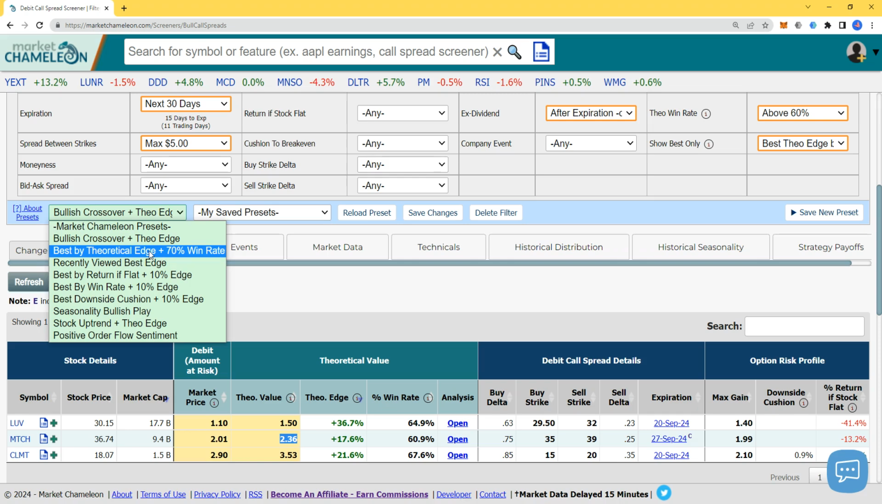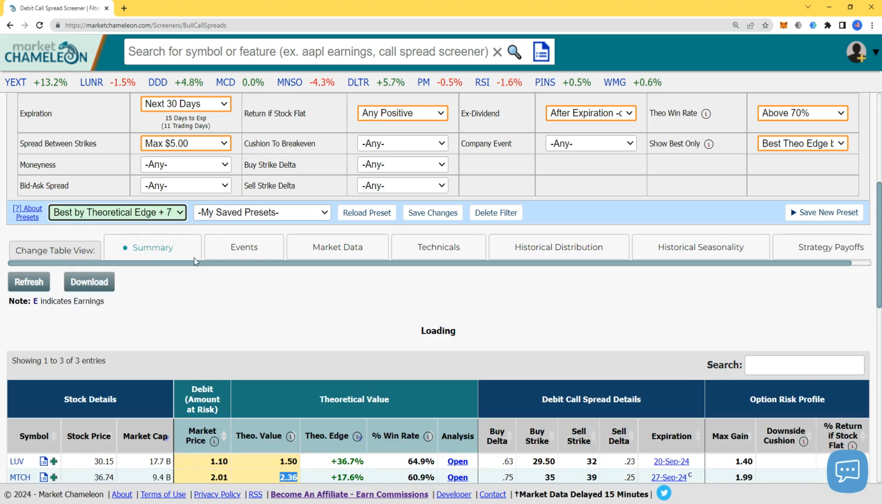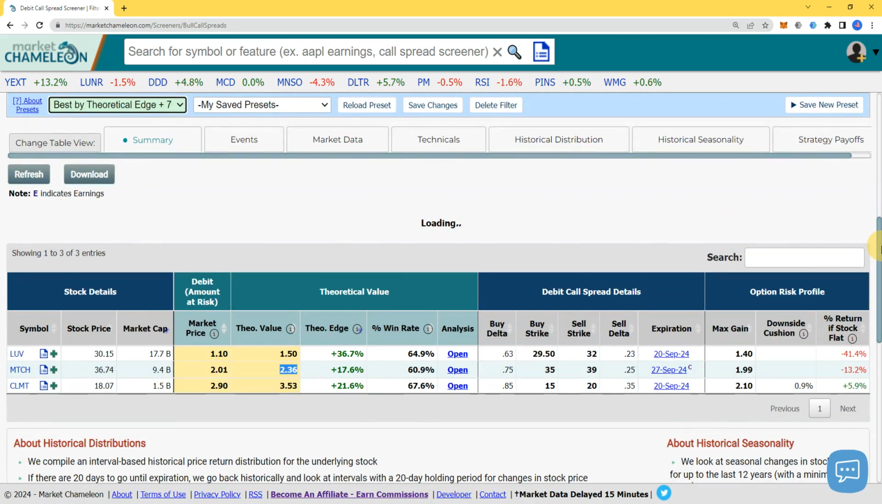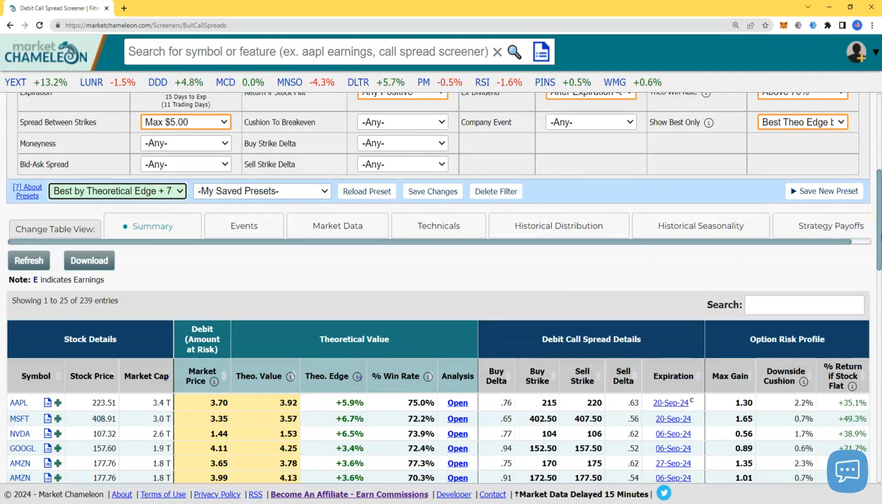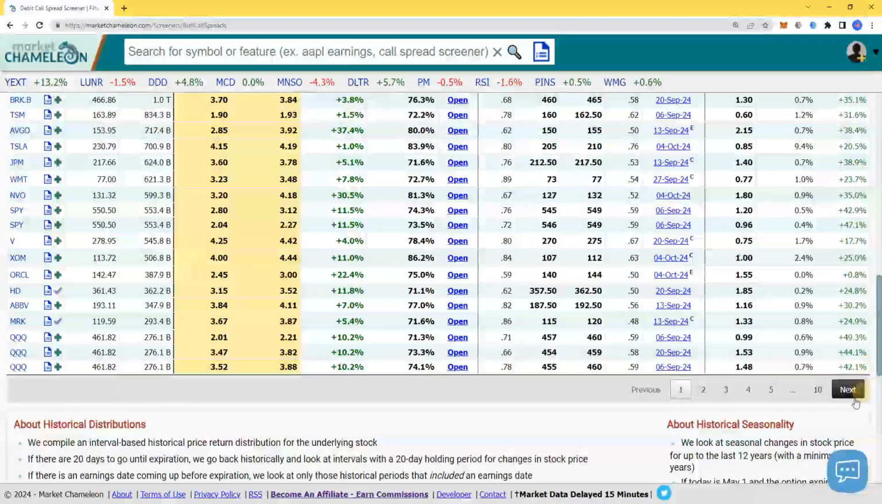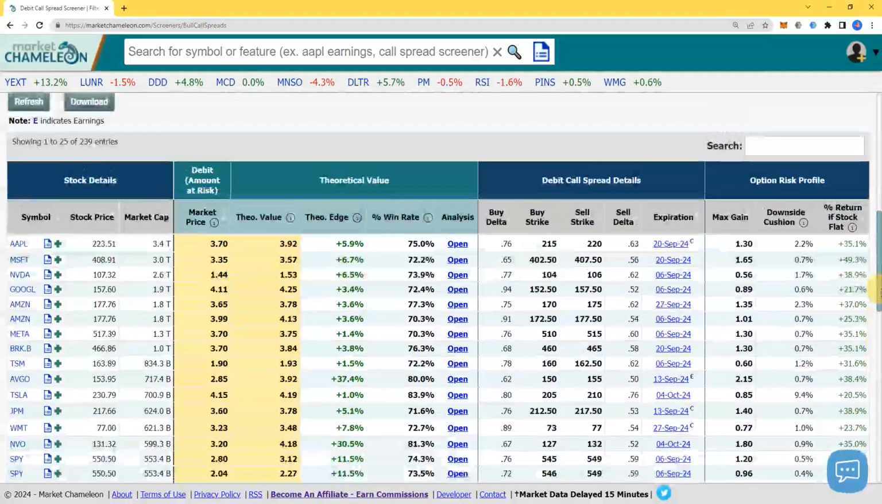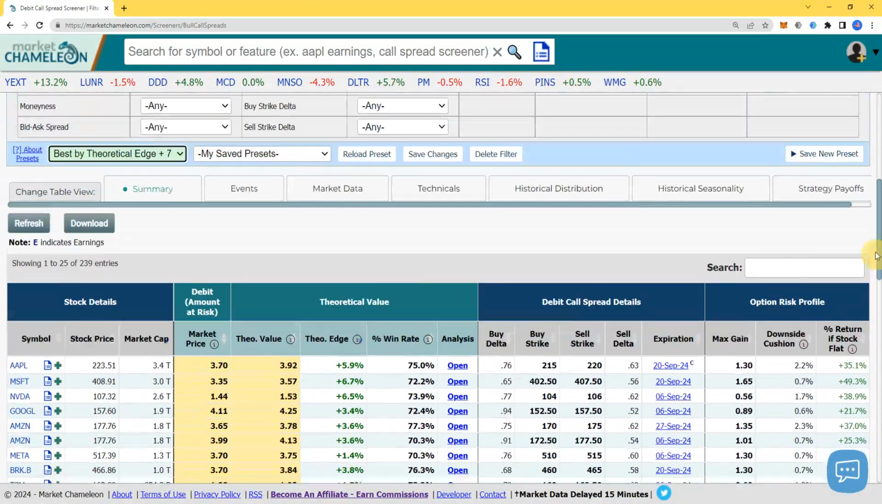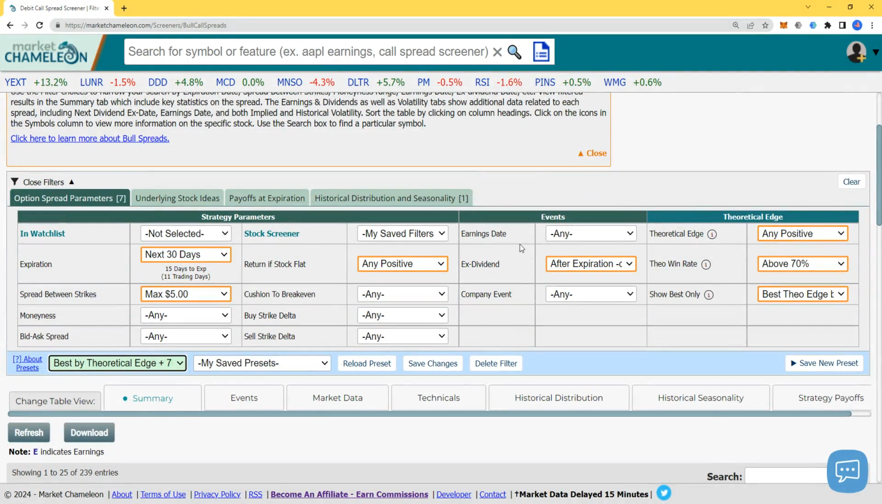Best by theoretical edge and 70% win rate. That's good. So that means you pay less than what you should have paid, but also there's a 70% win rate. I like this filter. So let's click and see what we got. And now we have, okay, in a minute, still loading. There we go. Now we have 10 pages. Interesting. 10 pages.